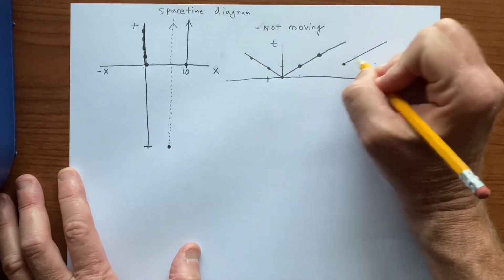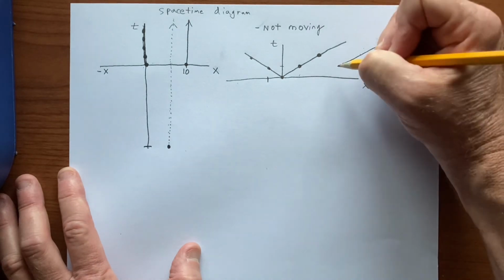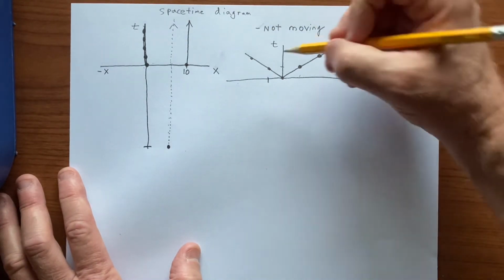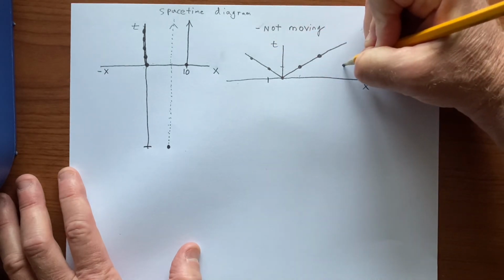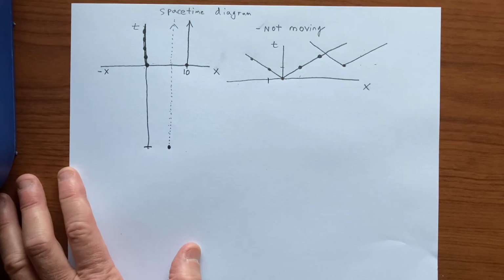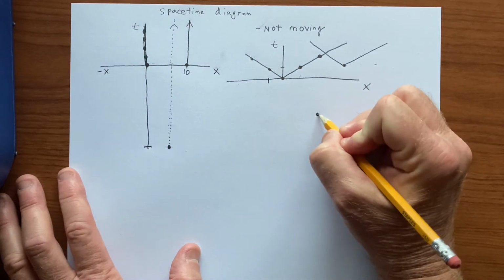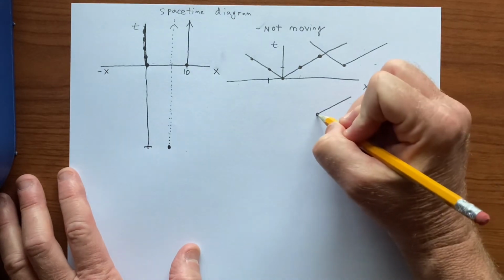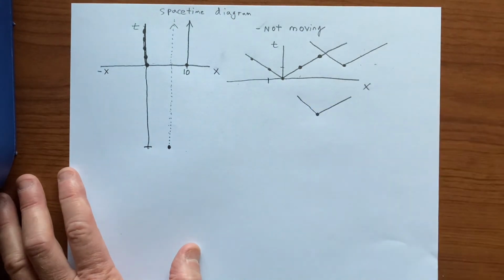I would get a line that's parallel to this one. And the same thing if I wanted to go to the left, right? I would have to draw a line here that's parallel to this one, which would be something like that. Okay, so these lines represent motion at constant speed. Of course, I can do the same thing below, to the right and to the left.